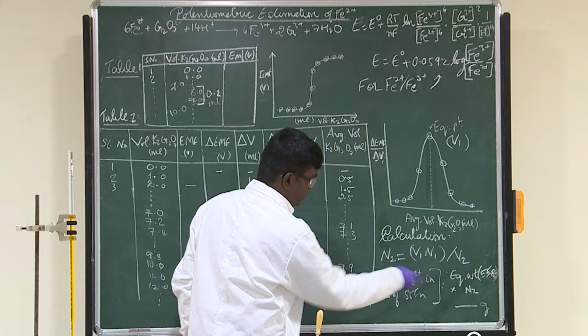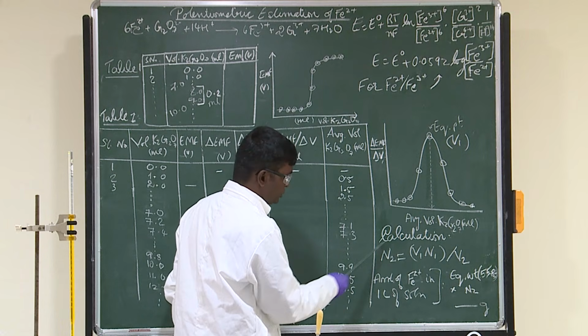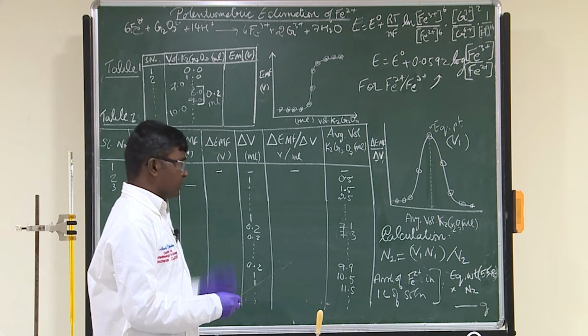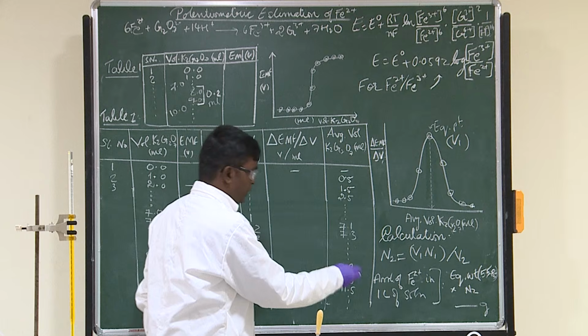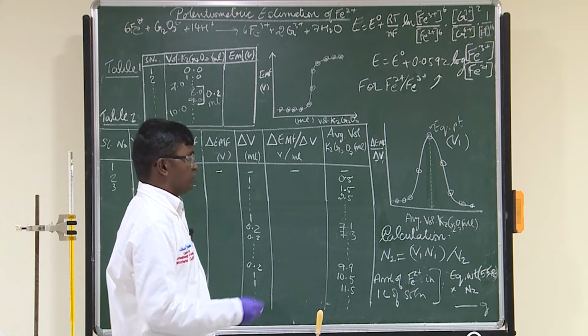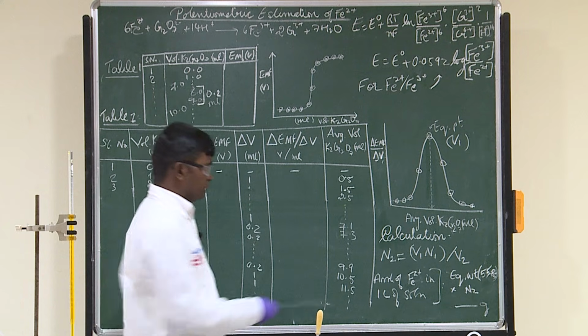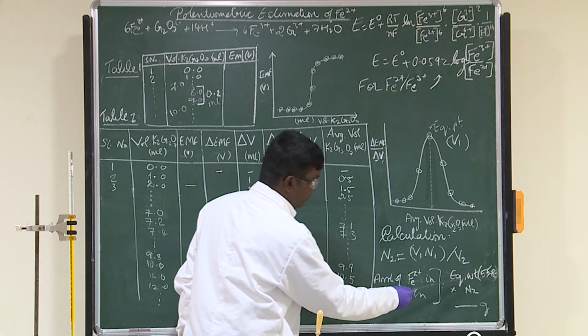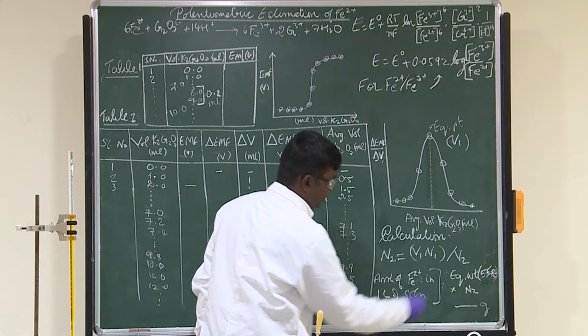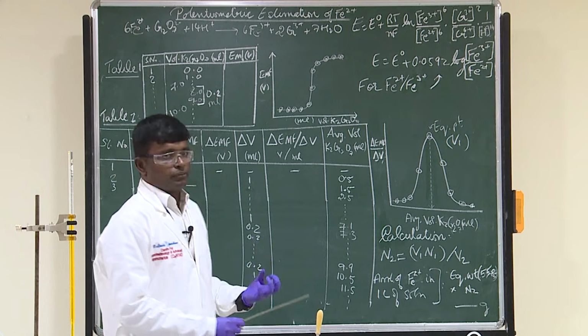So, if you plug in all these parameters, you will get the strength of ferrous ammonium sulfate. To find out the amount of Fe2+ present in 1 liter of solution, you multiply the strength with the equivalent weight, which is 55.85. So, you will get it in grams.